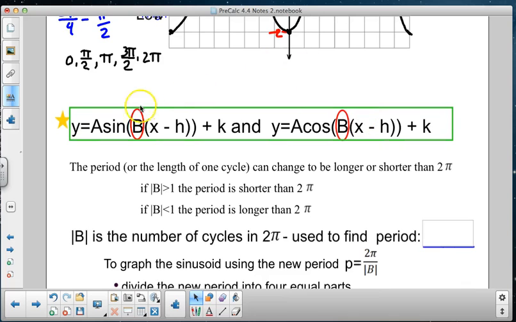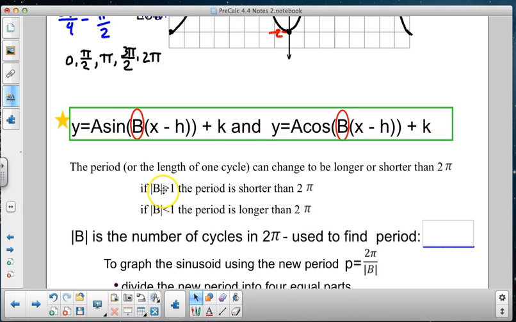Now B is going to be affecting the period, or length of one cycle, which can change to be longer or shorter than 2 pi. If the absolute value of B is greater than 1, the period is shorter than 2 pi. If this B value is less than 1, the period is longer than 2 pi.